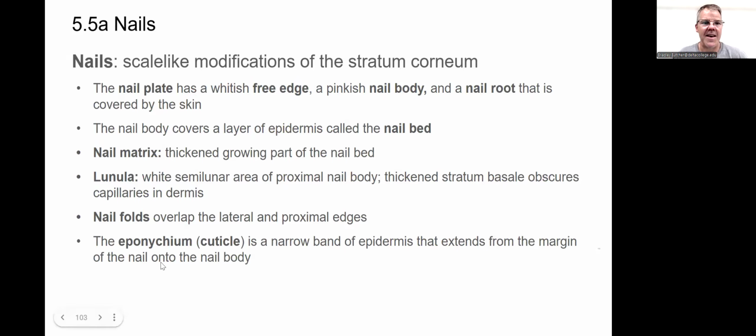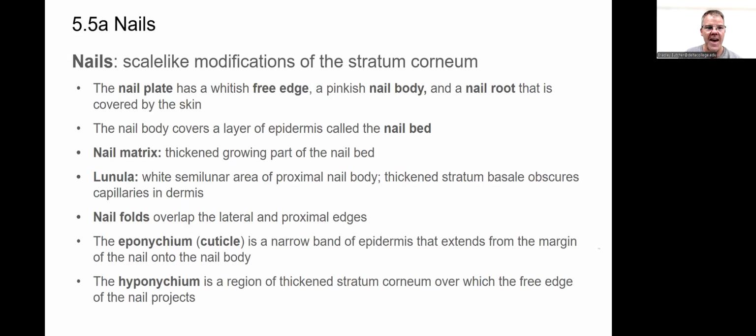And then the eponychium, sorry, that's a mouthful for me as well. Oftentimes we call it the cuticle, that narrow band of epidermis that extends from the margin of the nail onto the nail body. And then the hyponychium is a region of thickened stratum corneum over which the free edge of the nail projects.